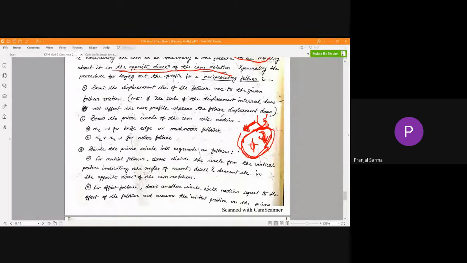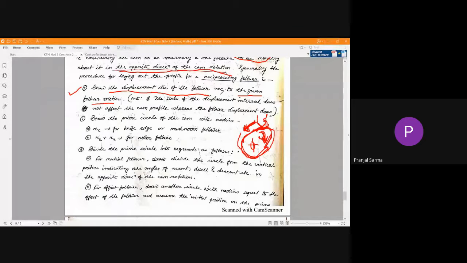The constant contact will be there, and based on that we are going to get that. Now, in general, for a reciprocating follower, what are the steps involved? The first step is to draw the displacement diagram of that follower according to the given follower motion. According to the given follower motion means the standard motions we have studied: uniform velocity, SHM, cycloidal motion, and also uniform acceleration and retardation.